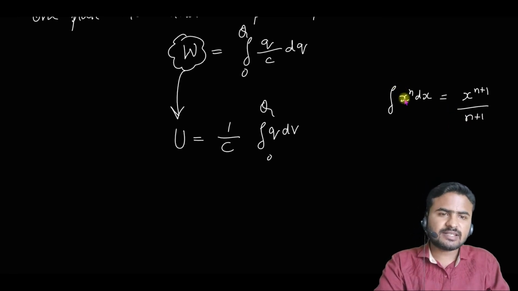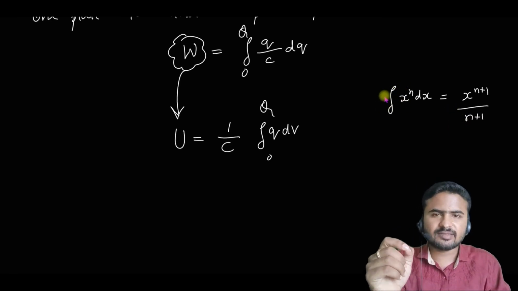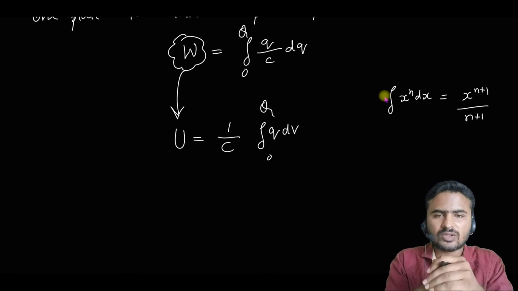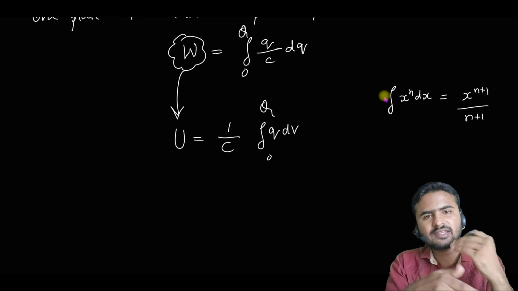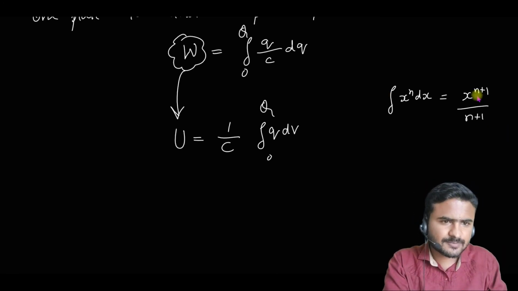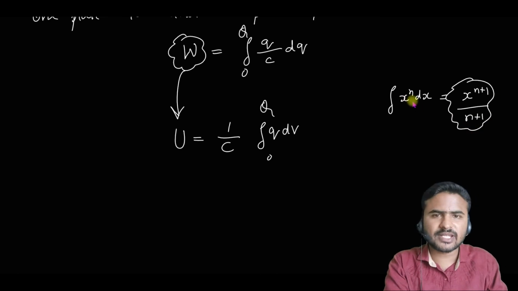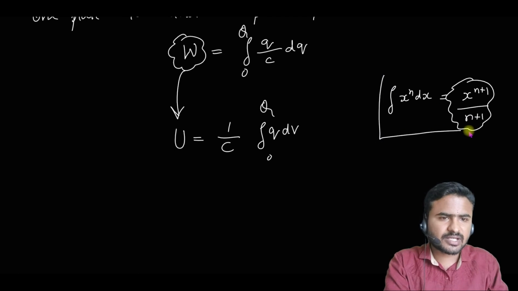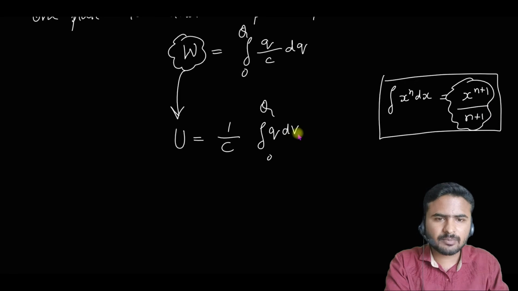Now this integration you will study in mathematics. There is a separate chapter under calculus where you will study integration in detail. But for the time being, just remember integration is the reverse process of differentiation. That means if you differentiate this, you will get back x power n. You can try this anyway. So remember this formula, integration of x power n dx is x power n plus 1 divided by n plus 1. Now, I'm sorry, this is actually dq. By mistake I wrote it as dv.